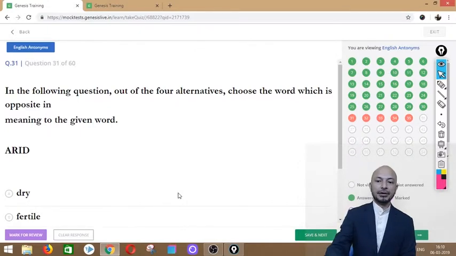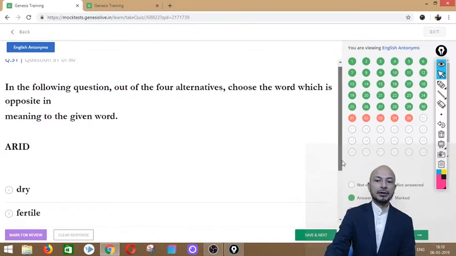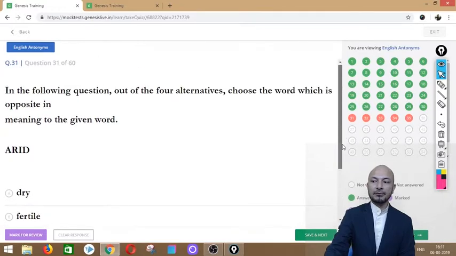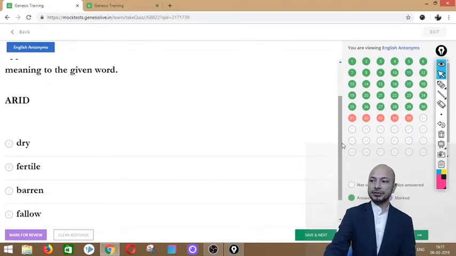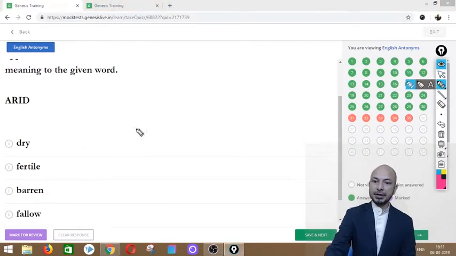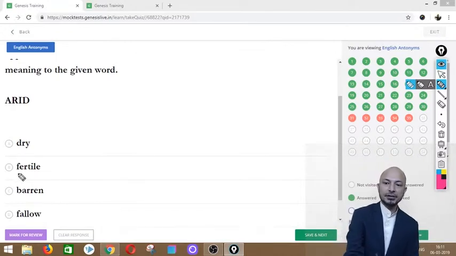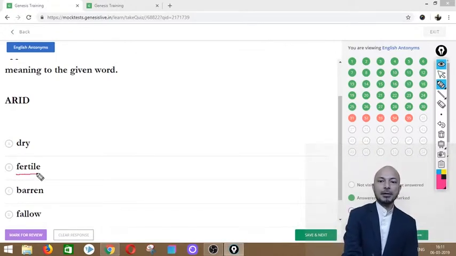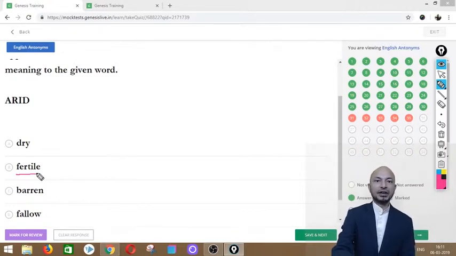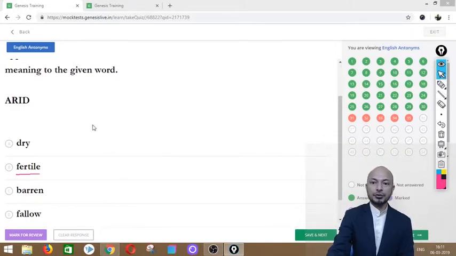So coming on to question number 31, the word is arid, and the options given are dry, fertile, barren, and fallow. And the right option is option B, which says fertile. Now, arid is something which is very dry. Some areas have very little rain, not good for crops. And fertile is an area where it's very good for crops to grow. So they are antonyms. Once again, we click option B and say next.